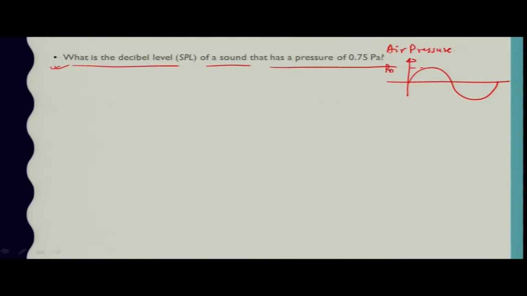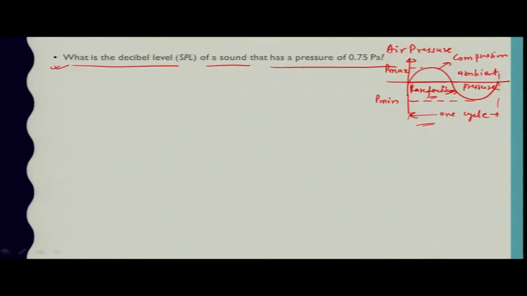This is the maximum pressure, this is the minimum pressure, and this is one whole cycle. This upper part of the graph shows compression, and this level is ambient pressure, and this nature of the curve is rarefaction. In this way, this is a sinusoidal pressure oscillation of a simple sound generating source.